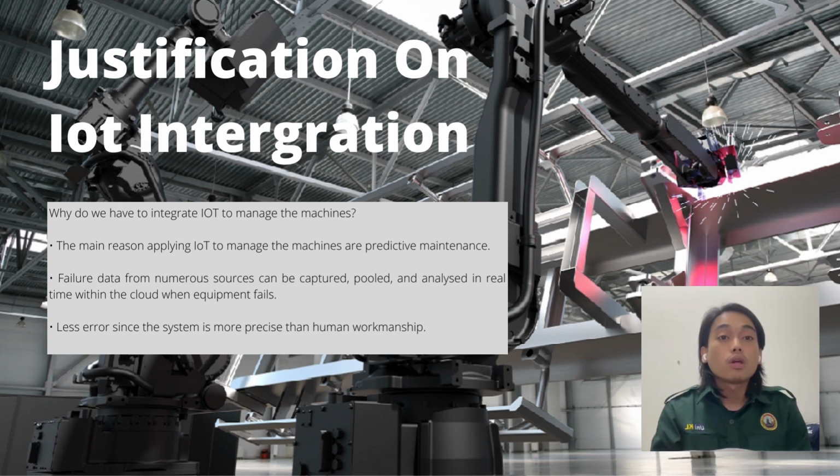The last reason on why we have to integrate IoT to manage the machines is less error, since the system is more precise than human workmanship. The system can automatically calculate availability, reliability, and other key performance indicators such as mean time between failures and mean time to repair, and feed them into reporting dashboards. This eliminates the need for humans to record all downtime, resulting in more precise data.